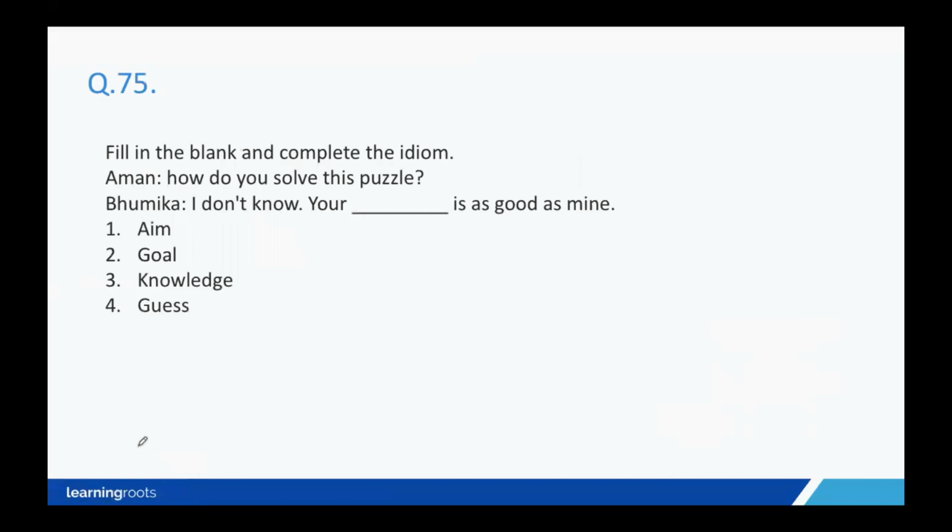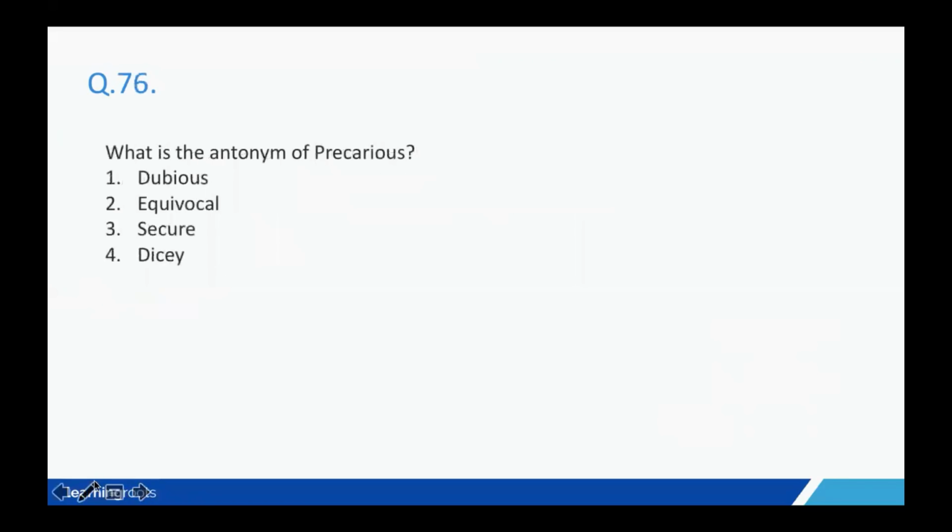Fill in the blank and complete the idiom. So how do you solve the puzzle? I don't know. Your guess is as good as mine. Again, if you have a basic command over English, these questions should be very easy for you to tackle. What is the antonym of precarious? If the object is precariously placed, it means it is placed in a very dangerous place or in a very dangerous situation. So the antonym or the opposite will be that it's placed securely.